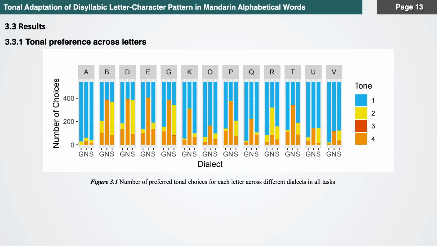Then the sum of choices in all 3 tasks of each letter is presented in this figure. The vertical axis represents the number of selections of a tone by subjects, and the tones are distinguished by different colors. Generally speaking, we can see that the blue part, that is tone 1, was mostly preferred in all the 13 alphabets, and tone 3 was least preferred, because there is almost no red part in this figure.